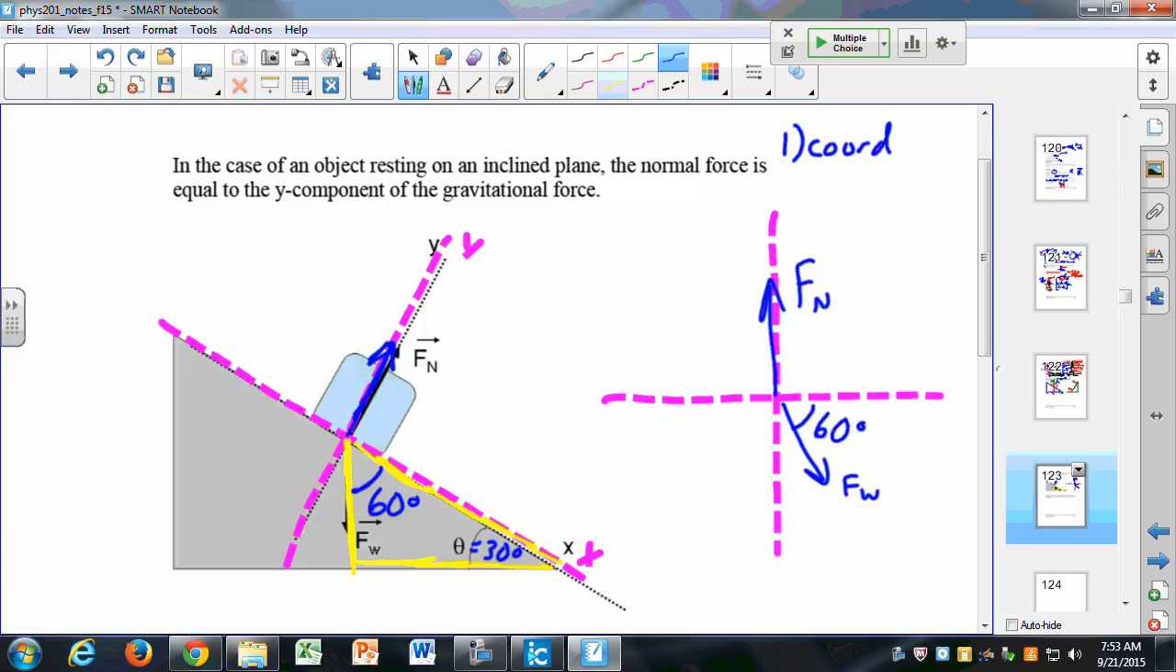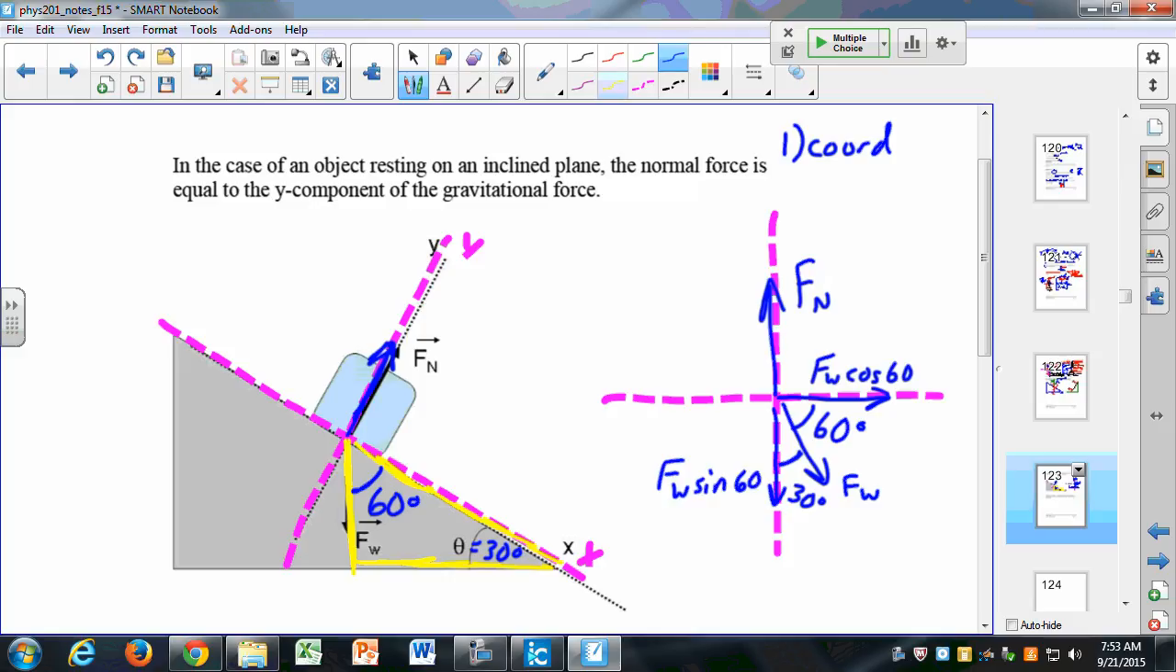Now it's also true that this angle is 30 degrees, so you can either measure that from the x or y axes, but let me tell you, I always measure it from the x-axis. It just makes it a little bit easier, because when I write the x component here, I can say Fw cosine 60, which is sort of the standard way we've been doing it. And when I write the y component, I can say Fw sine of 60.